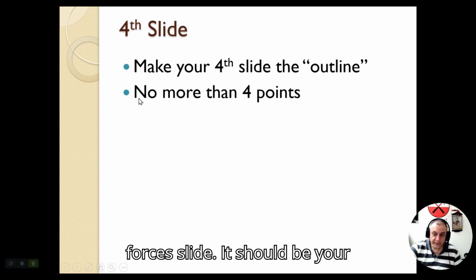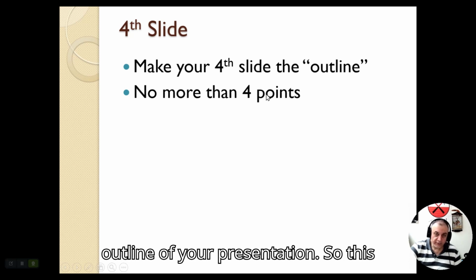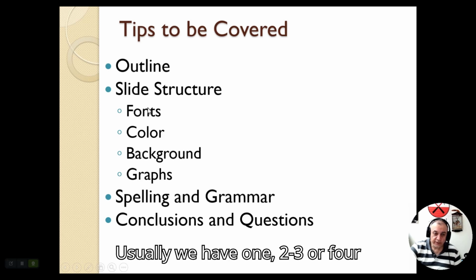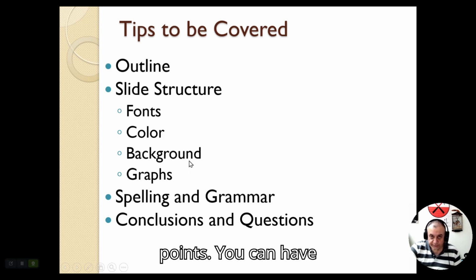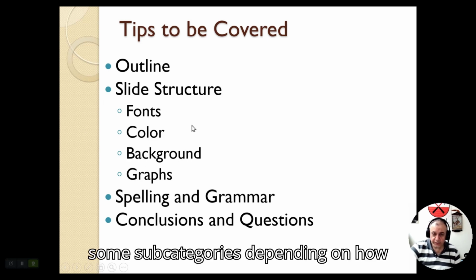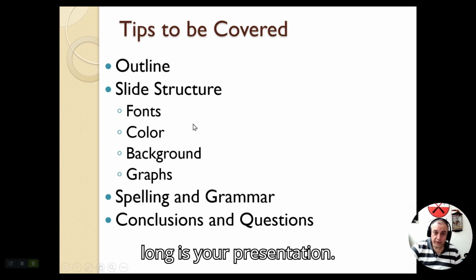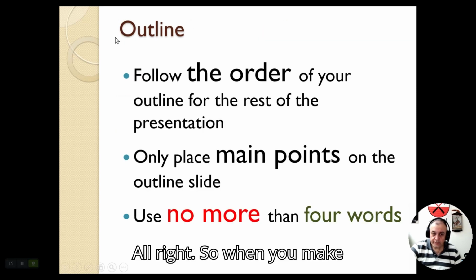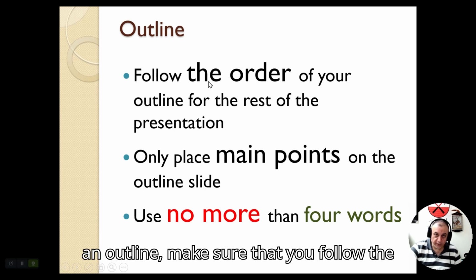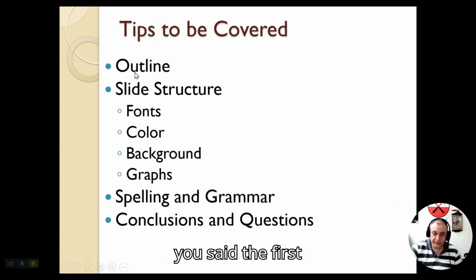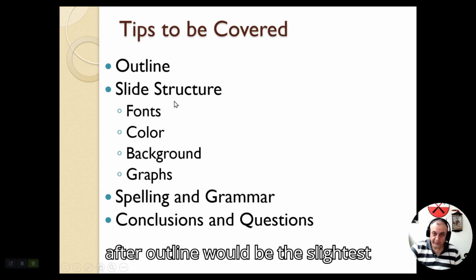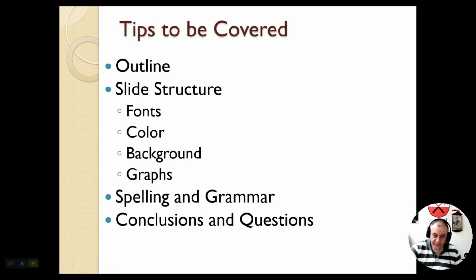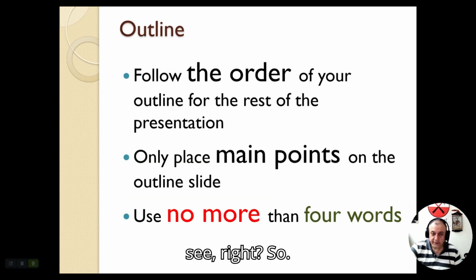The fourth slide should be the outline of your presentation. So this is like the outline of my presentation. Usually we have 1, 2, 3, or 4 points. You can have some subcategories depending on how long your presentation is. All right, so when you make an outline, make sure that you follow the order of the outline. So for example, if you said the first after the outline would be the slide structure, then there should be the outline and then the slide structure, as you can see, right?